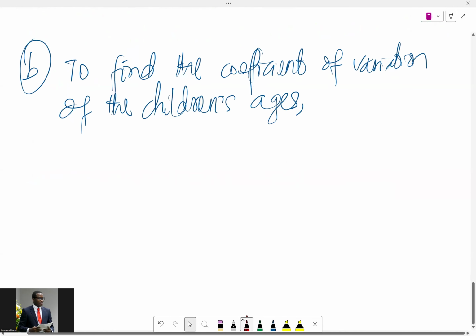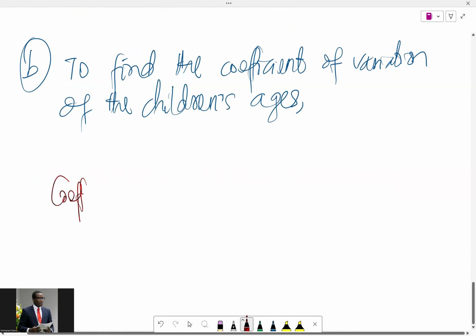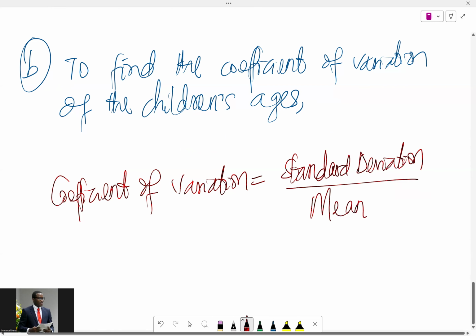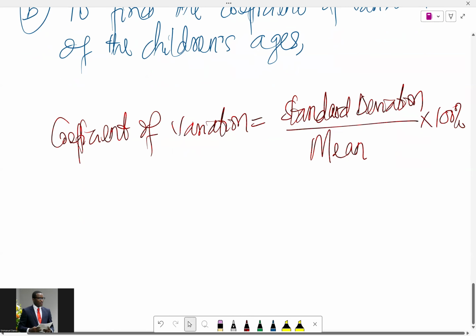You need to know that coefficient of variation has a formula. Interesting, I did not talk about it in the playlist, but this is a very good opportunity to do that. So it is usually standard deviation over mean, and it is expressed in percentage. So that's standard deviation of the ages divided by the mean of the ages times 100%.